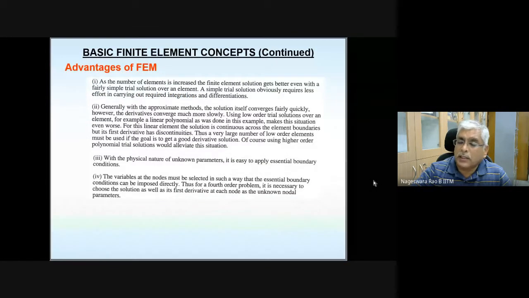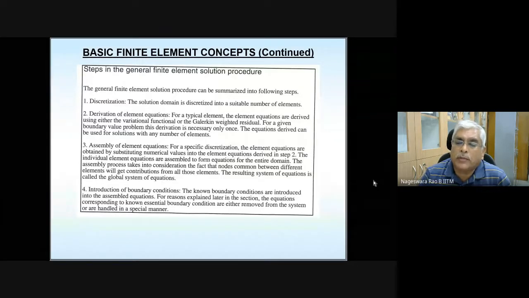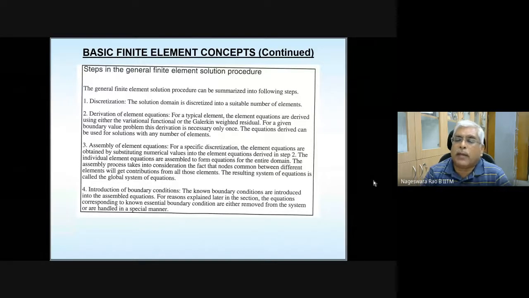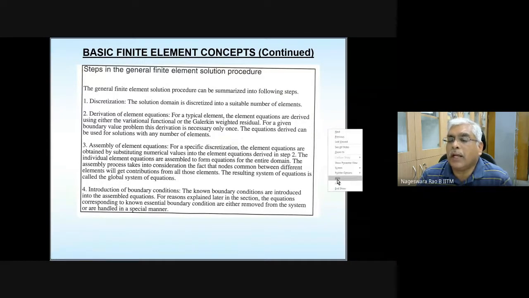Okay, so we can make a note of the basic steps involved in the finite element solution procedure. We'll quickly make a note of these basic steps, and once we solve a problem, we can come back to these steps and see whether we covered all of them or not, and then you will understand better. So what are the various steps in a general finite element solution procedure? Please make a note of it.